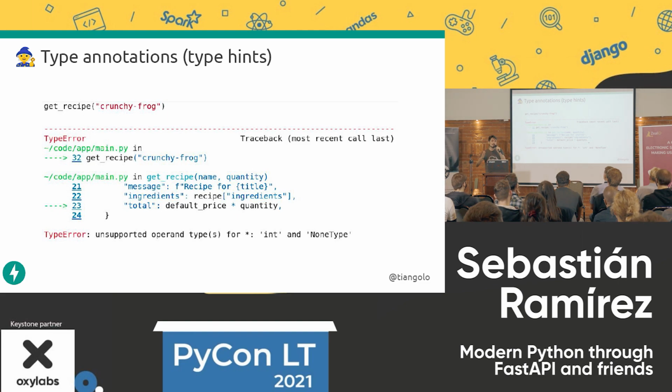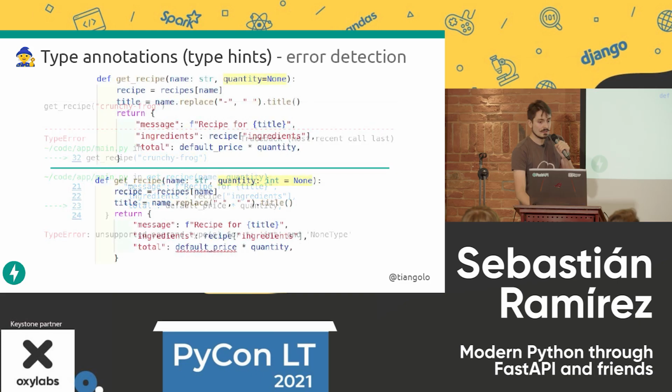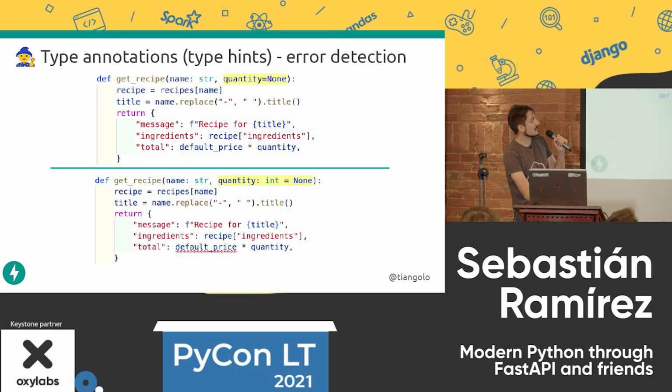So we're getting an error after the fact. But then if we change this annotation here and we tell the editor, hey, this quantity by default is None, but the type of this is an integer. So the editor will know that this is an actual integer and that this should be an integer, or that it could be None. The editor will know what it is that we're dealing with.